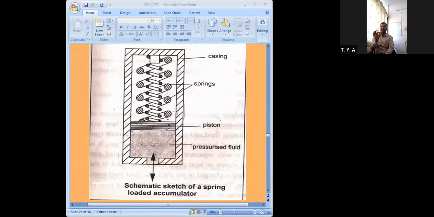But along with these advantages, we have one disadvantage: the pressure exerted by the fluid is not constant. We know that the pressure of the fluid in the dead weight type is constant, but here it is not constant. Getting it?